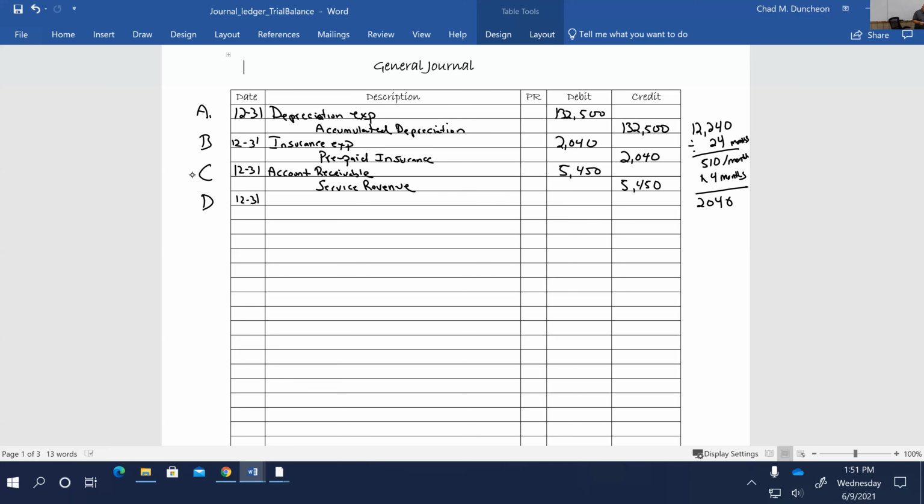All right, on D, Reynolds rents 12 computer terminals for $65 per month per terminal. At December 31st, we owe for a half month of rent. Maybe we signed this contract on the 15th of the month, so every 15th we have to pay. Now it's December 31st. We need to record because we have used up half a month's worth of rent on these computers. So we need to record a half month of rent expense, although we are not paying them today.